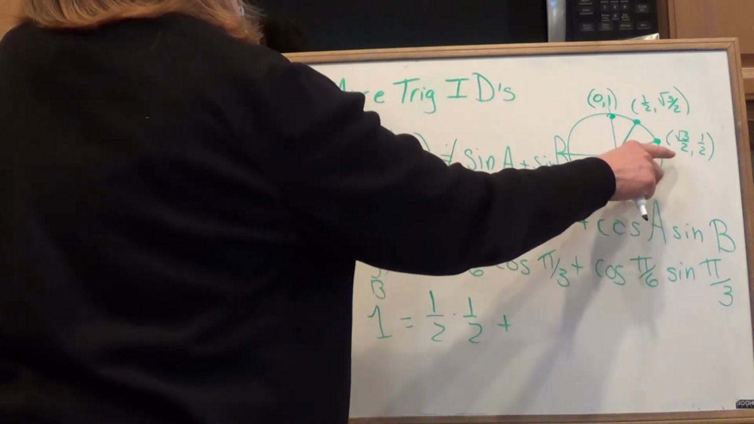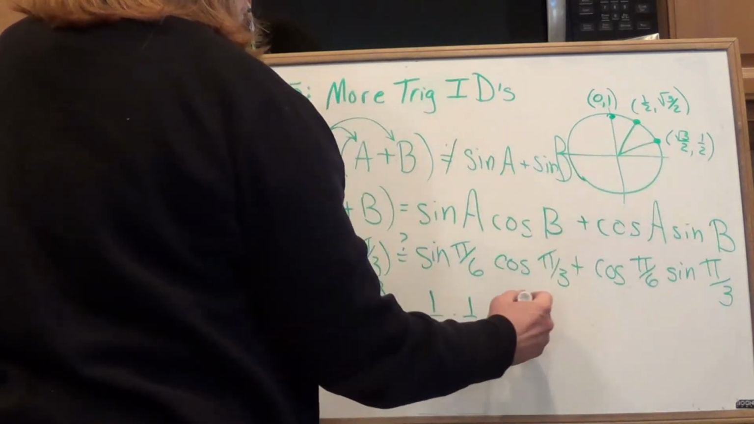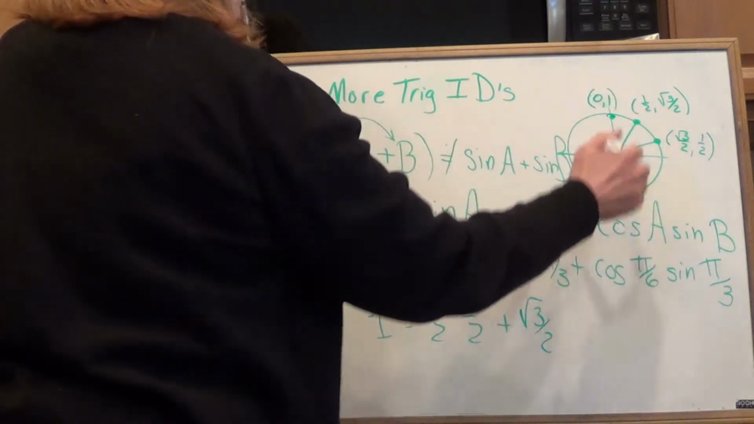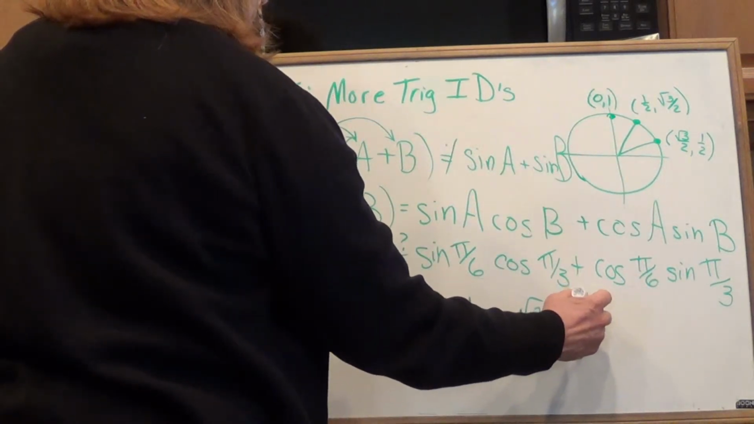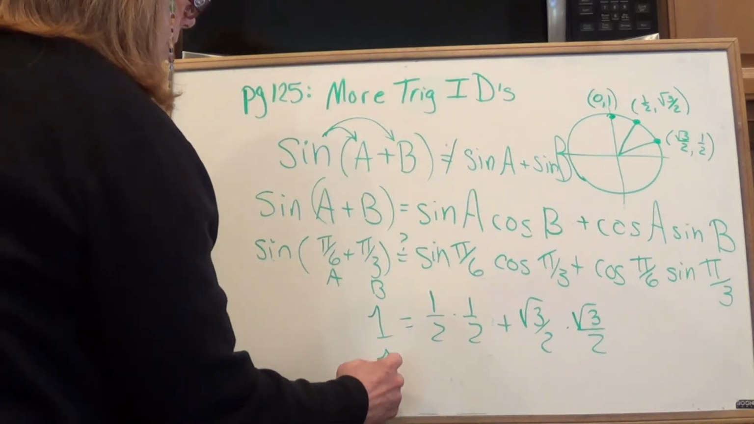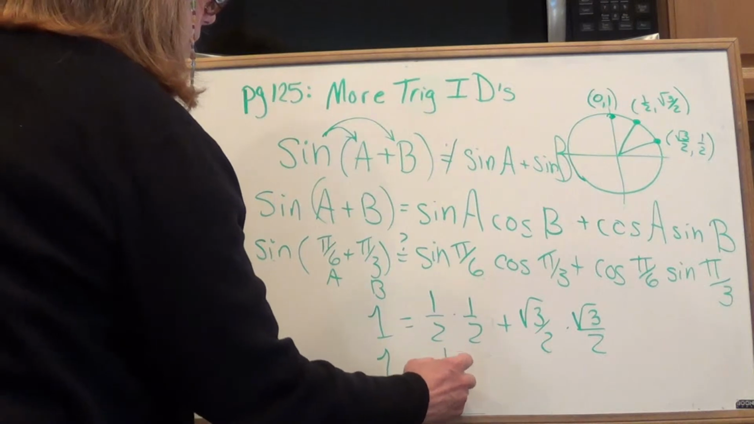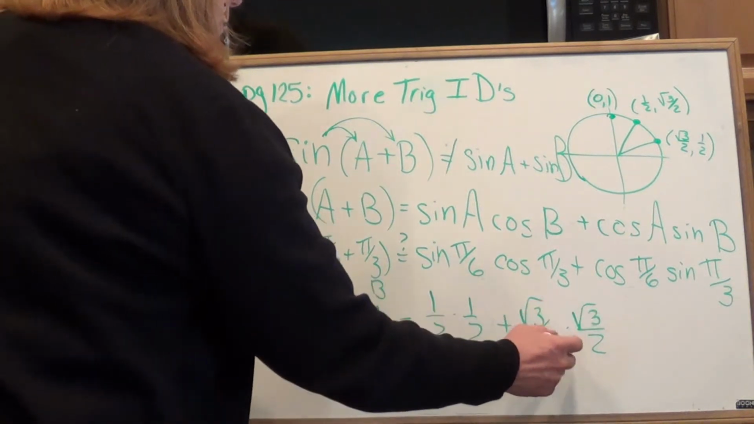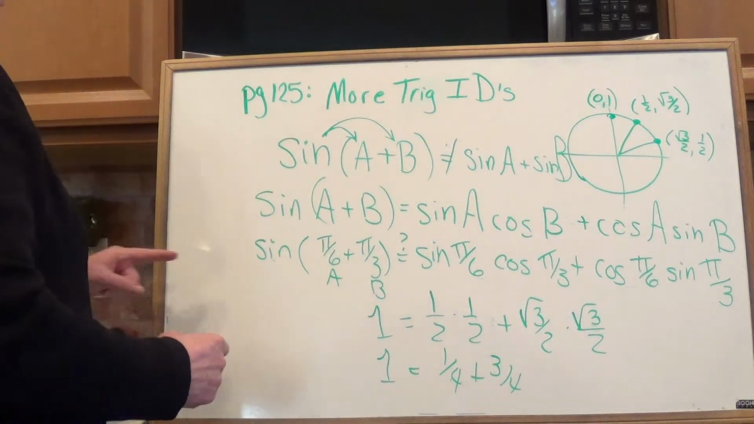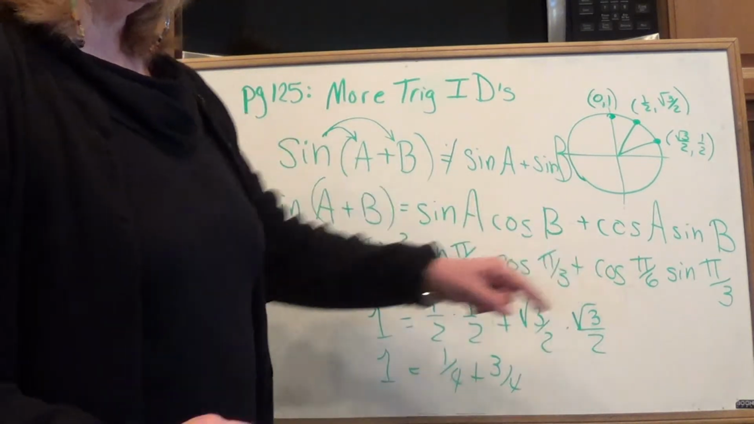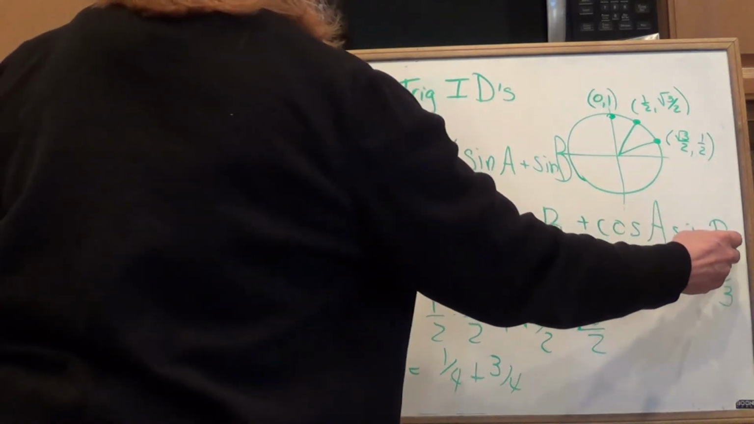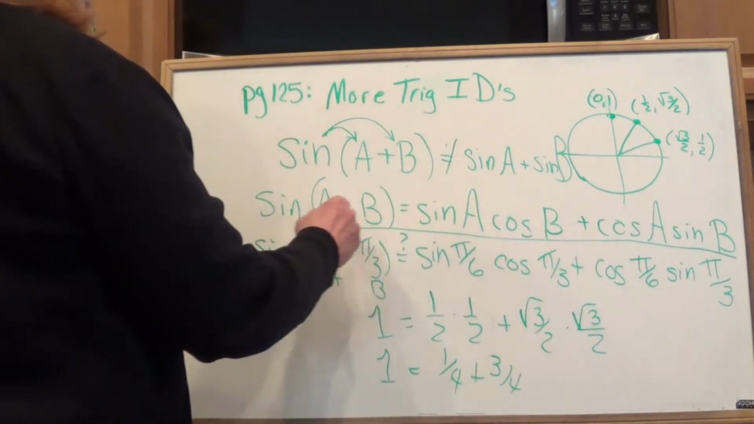Cosine pi over 6 is square root of 3 over 2. Sine pi over 3, square root of 3 over 2. Is that a true statement? We have 1 equals 1/4 plus 3/4, and that is equal to 1. So it actually worked in this case, and it will work in every case. So here is our new trig ID.